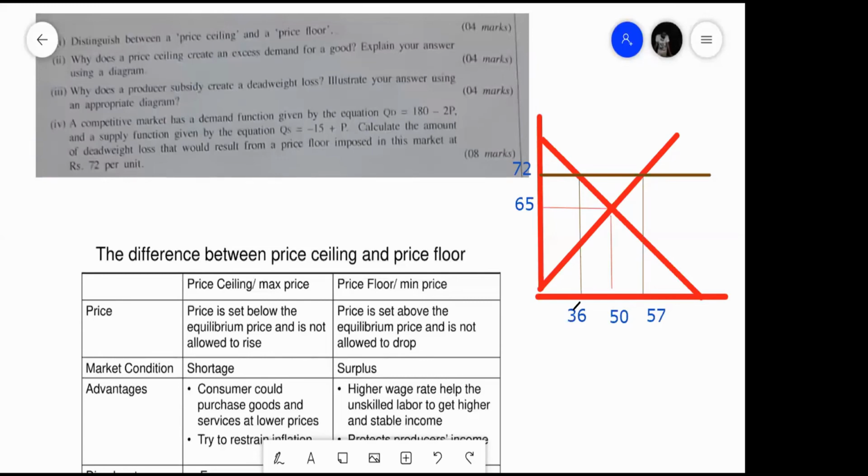So if this is all that they have told you, then this is consumer surplus, right? This area is producer surplus, right? This area over here, this triangle here, is deadweight loss. Is that what you took to do your calculation? Yes, no?